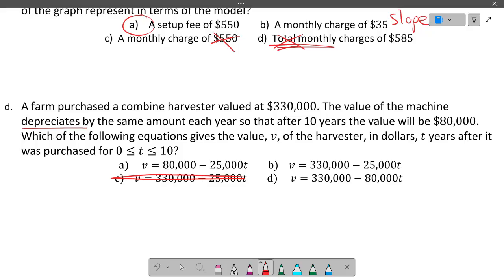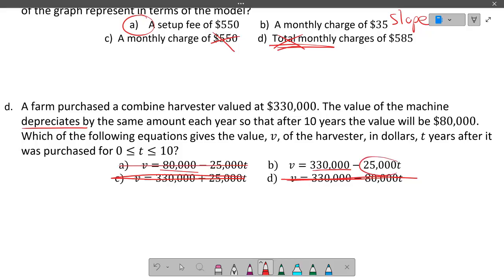Okay, we can also eliminate another one. Why D? Because that's after the 80,000. Okay, so that's the final amount, not the rate of change. Because you're not subtracting the already depreciated value. Yeah, this represents our initial amount, right? So these two have the same rate of change, but this is the final amount, not the initial. So we can eliminate that one.